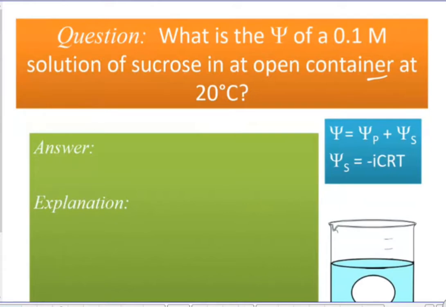Now, here's a more difficult question where we are asked to find the water potential and we're given our molarity and the temperature, but that's it. So we're going to have to find on our own the pressure potential and the solute potential. I strongly suggest that you start by taking an inventory of the information that has been given to you. The first thing to note here is that it's given to you that this is an open container. So what that means for our pressure potential is it's going to be 0. Open container, 0 pressure potential.